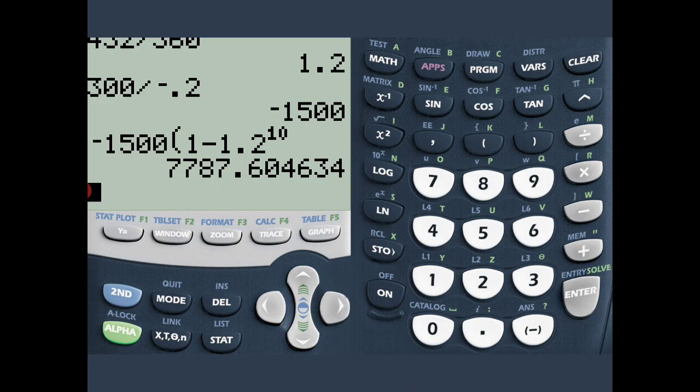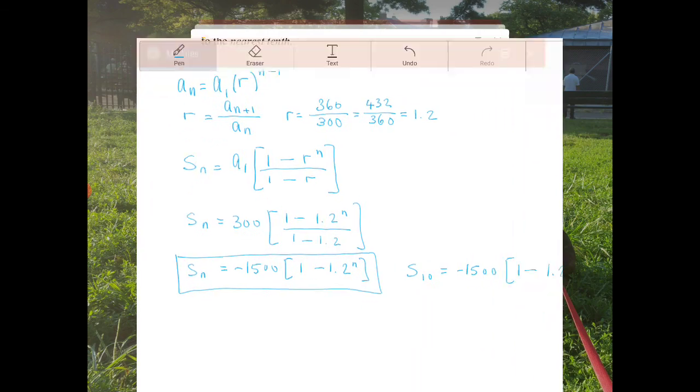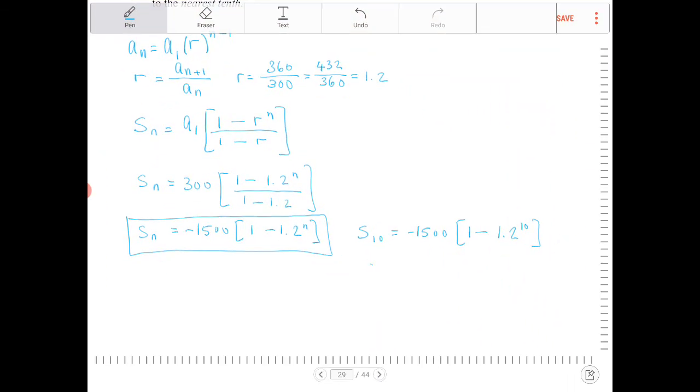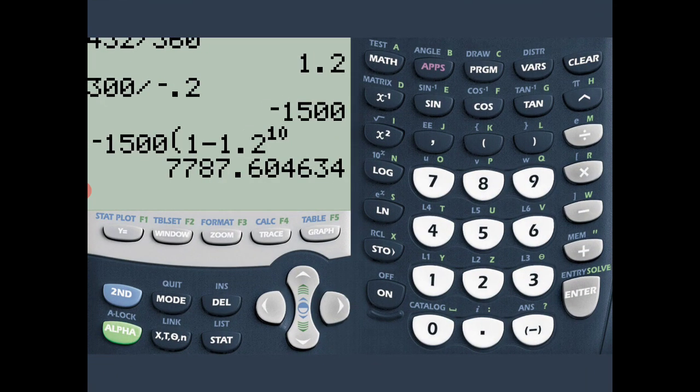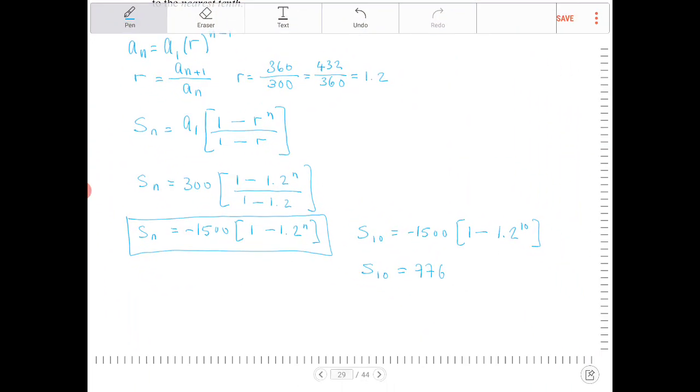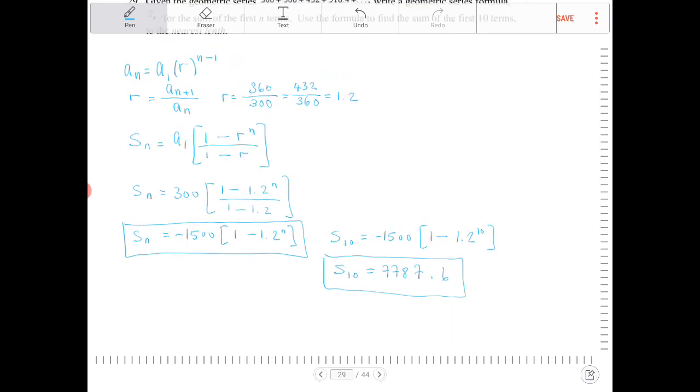And that would be 7787.6, because it says to round to the nearest tenth. So S sub 10 is 7787.6. And that's our answer right there.